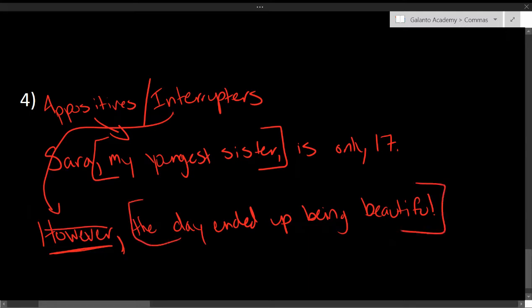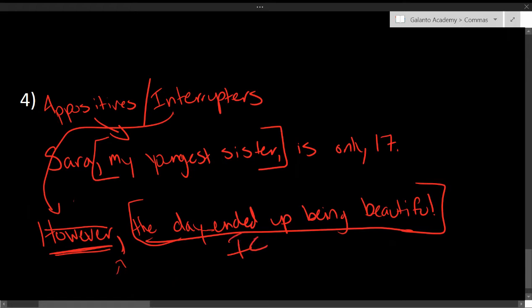And that is where we do see that sort of natural pause, and we're like, oh yeah, I do pause there. But we don't put it there because it's a pause. We put it there because it's a non-essential interrupter. We don't need it, and it interrupts the flow of the sentence. Without it, this part is one of our independent clauses.